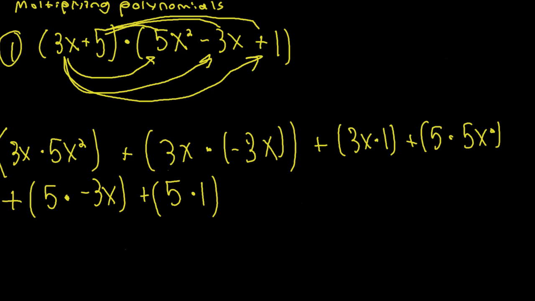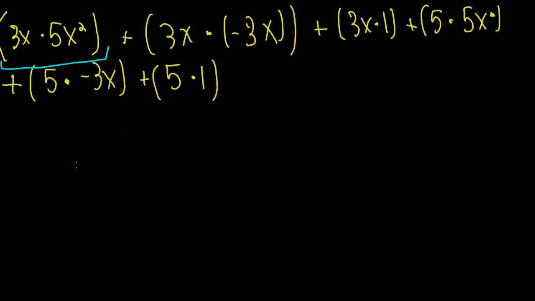Alright, all I have to do now is simplify. So I'm going to take my first multiplication, 3x times 5x squared, and that gets me 15x to the third power. Again, since we're multiplying, you can see this as x to the first power, so we're going to add the exponents since we're multiplying. Now I am going to do my second term, so I have 3x times negative 3x, and that's going to get me negative 9x squared.